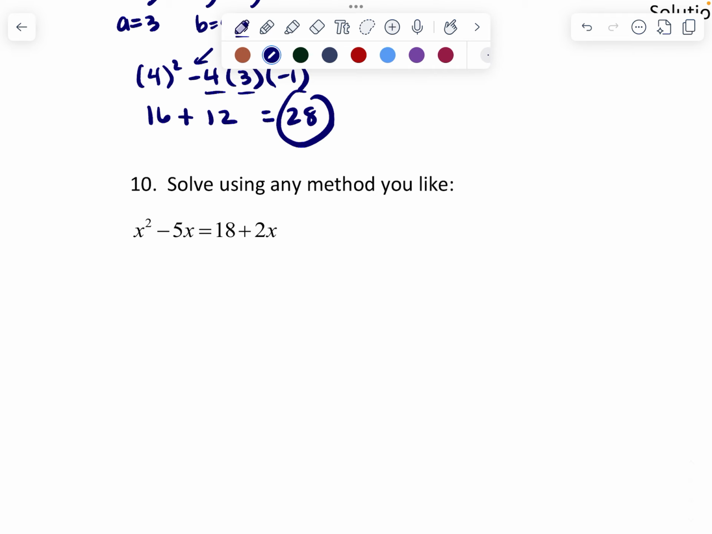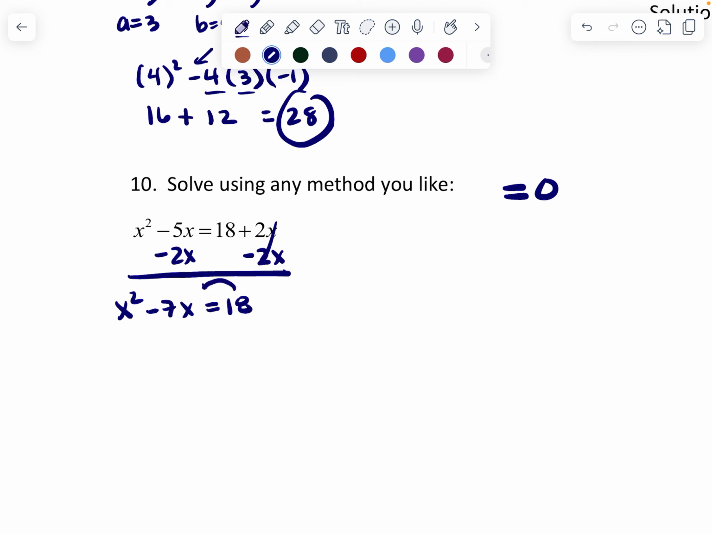Solve using any way that you want. Now, you guys, look, if you're solving a quadratic, it has to equal 0 first, okay? So let's move some stuff over. Let's move the 2x over by subtracting it, which is going to give us x squared minus 7x equals 18. It's still not equal to 0. I still need to get the 18 over the other side. So I'm going to go ahead and subtract 18 from both sides. So that's going to cancel out, leaving me with a 0. And look what I have left over, x squared minus 7x minus 18.